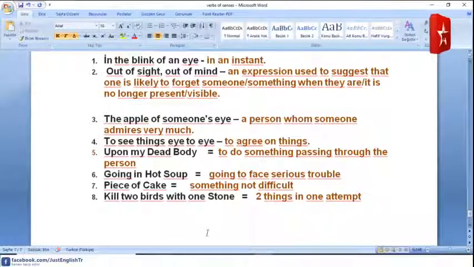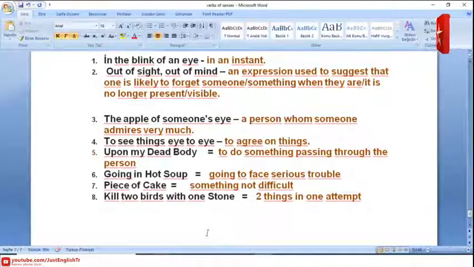Beggar says, how can we use this with an example? Alright, now there we go. We are going to give an example here. The apple of someone's eye, a person whom someone admires very much. For example, Bilal loves his girlfriend so much. That is an example of number 3, the apple of someone's eye. It means that Bilal loves and admires his girlfriend so much. That's why she is like the apple of someone's eye.